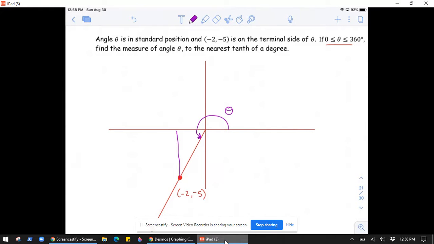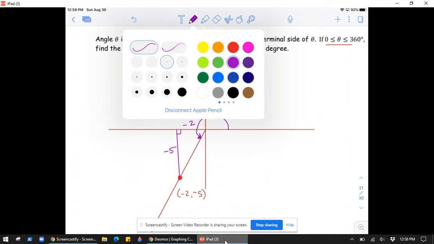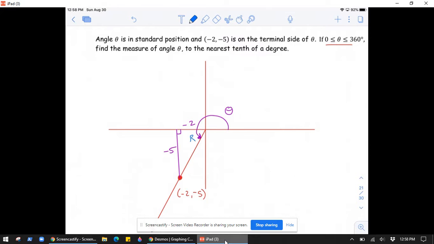I'm going to draw a right triangle. This side must be labeled -2. That is -5. And I'm going to call this angle here R for the reference angle, because we need to find that first before we find angle theta, because our inverse trig functions don't always give us angle theta directly.